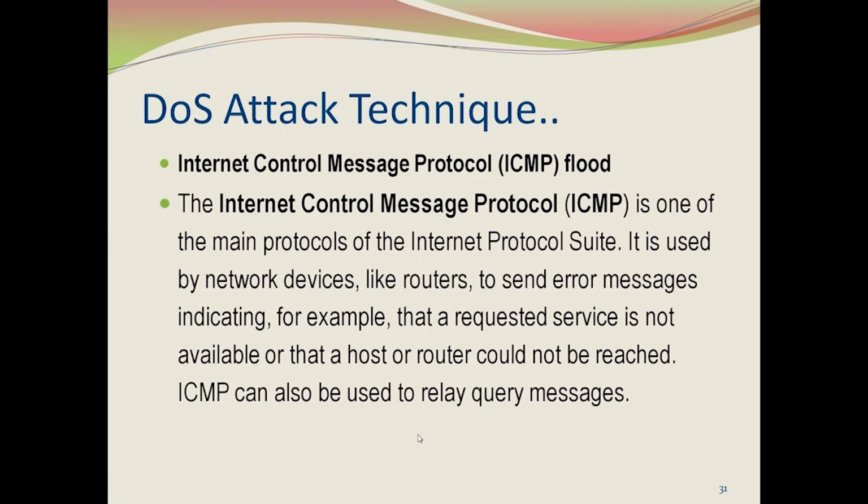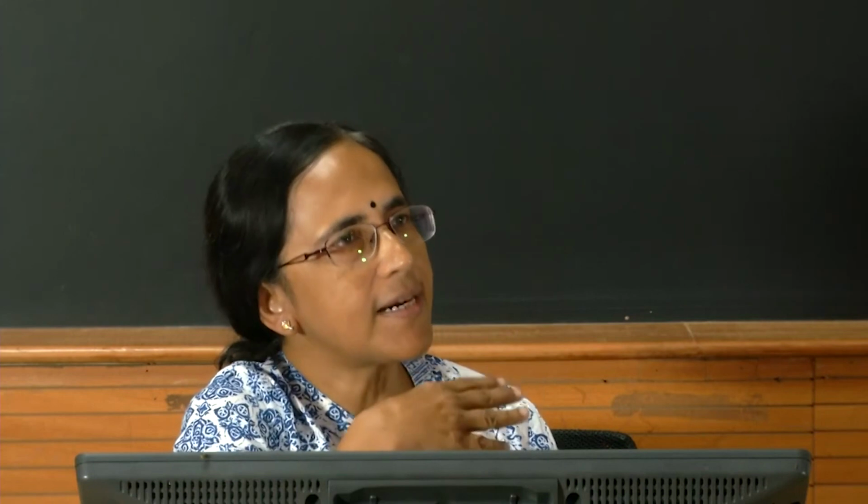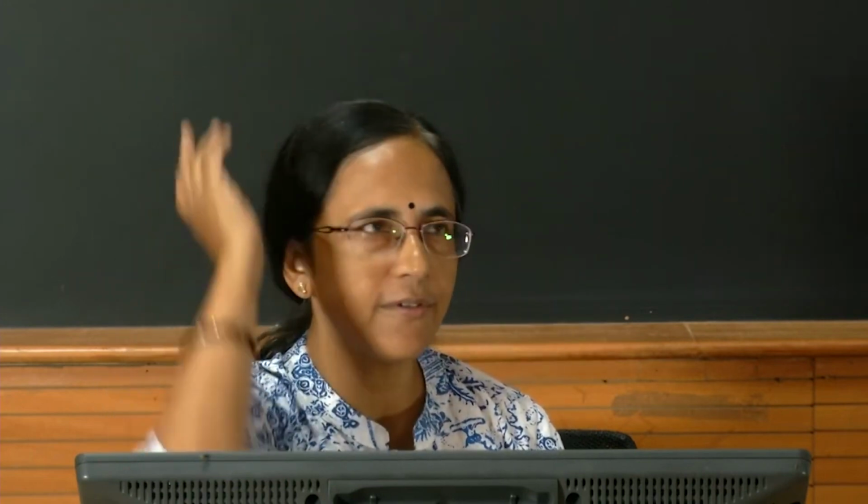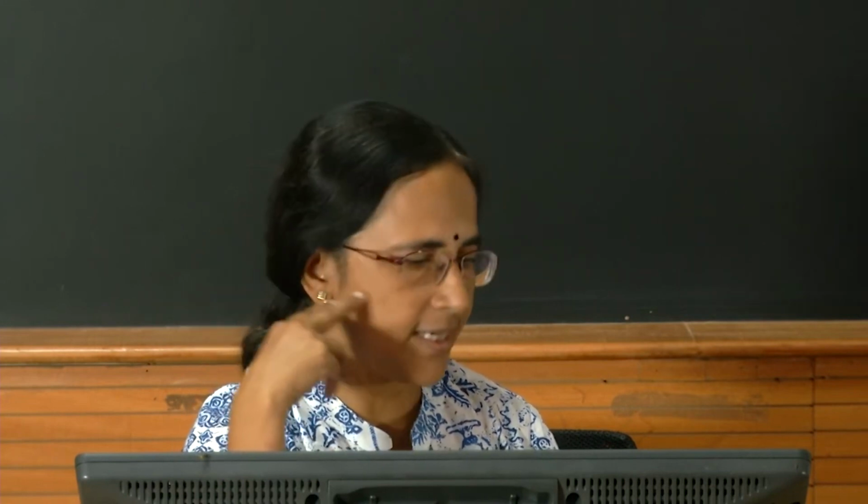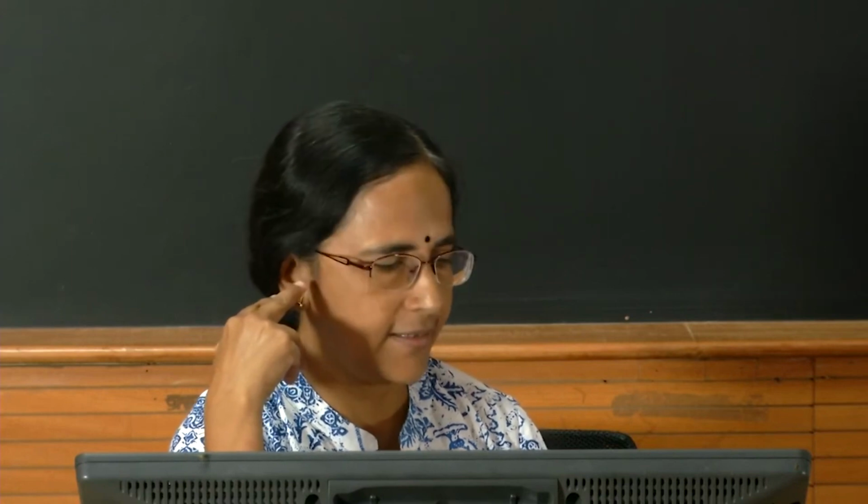So, obviously, you can use it to say the same thing or some other thing over and over to different entities in the network. So, in an ICMP flood, the network is flooded with this message, or since it can also relay the query message, the same thing can be replicated and relayed to all the sites over the network. I mean most of the sites. So, this is ICMP flood.